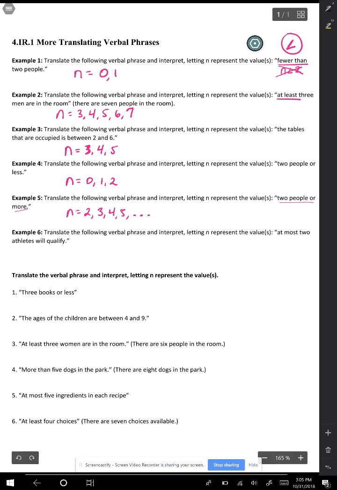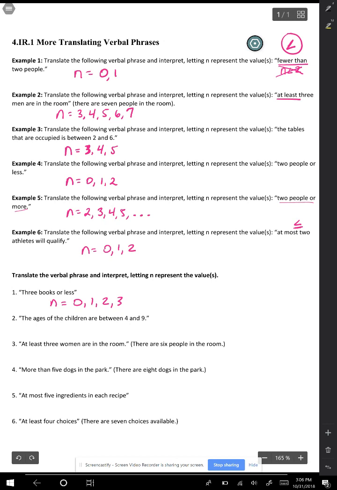Example 6, at most 2 athletes. Again, we're counting people, so these are whole numbers. At most means that's the most it can be, which is the same as less than or equal to. So we could have 0, 1, or 2, but 2 is the most we could have. Okay, down here, more of the same. We're just using n still. 3 books or less. So we could have 0, 1, 2, or 3 books.